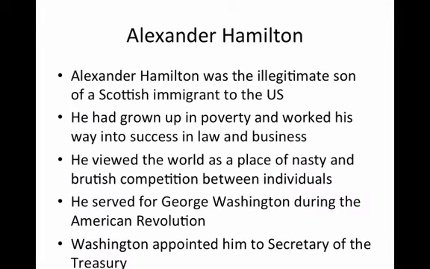Alexander Hamilton. Alexander Hamilton was the illegitimate son of a Scottish immigrant to the United States. This is actually really important because at that time period, to be an illegitimate son and to be a son to immigrants would have been two strikes against you. Yet Hamilton, who grew up in poverty, worked his way into success through law and business. This becomes really significant for his point of view or worldview on how he saw himself and other people within the United States and just as human nature in general.